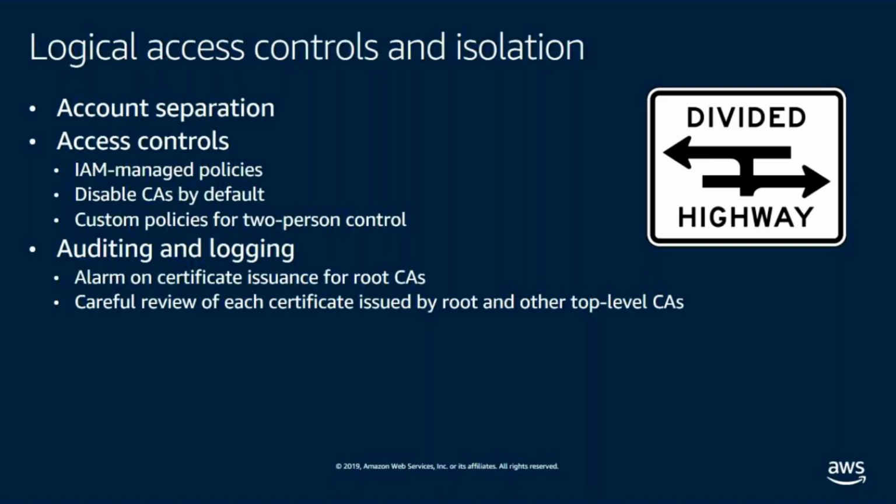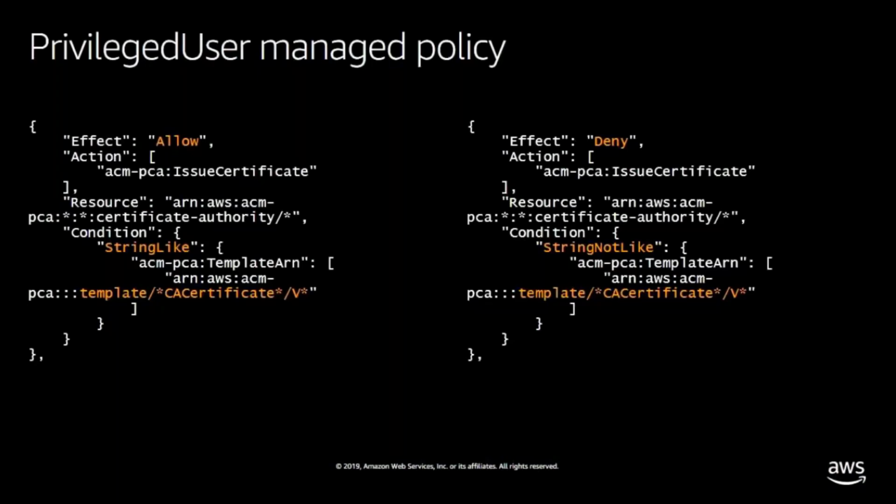So let's dig into a managed IAM policy that is included with ACM Private CA. This is the privileged user policy. This is one of the 5 managed policies I talked about. And this language that you see is just JSON, and this is the language of IAM to allow you to control access to resources on AWS. This may be a little intimidating at first, but once you get the hang of it, it's pretty straightforward.